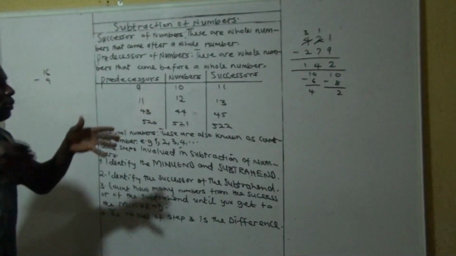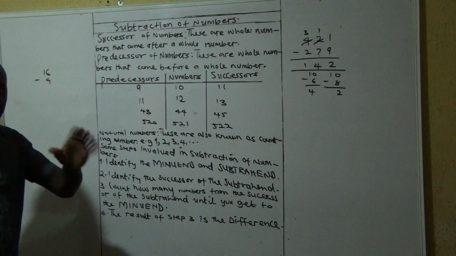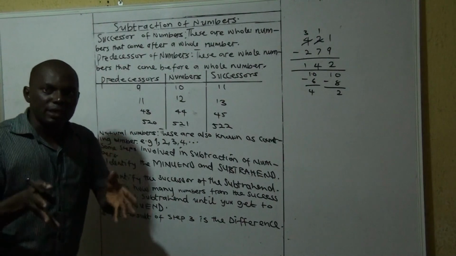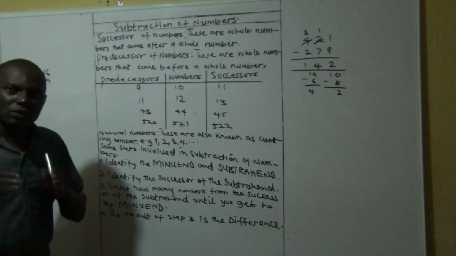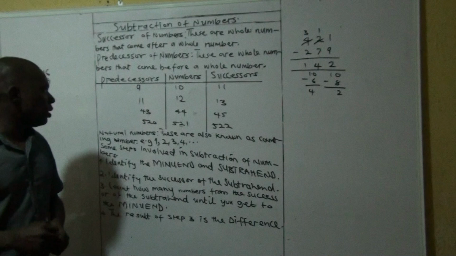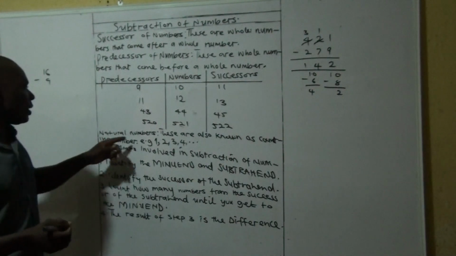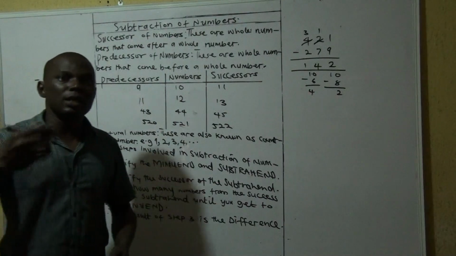Now we want to do some operations here. That is why I came with this idea. Assuming you want to handle kids or you want to teach your own children subtraction of numbers, so that they will have interest in it, what do you do? First thing here, I could say natural numbers. Natural numbers are also known as the counting numbers.